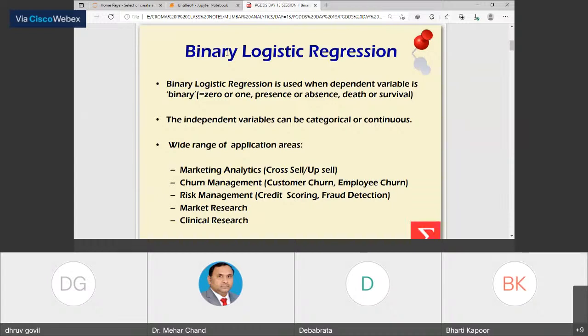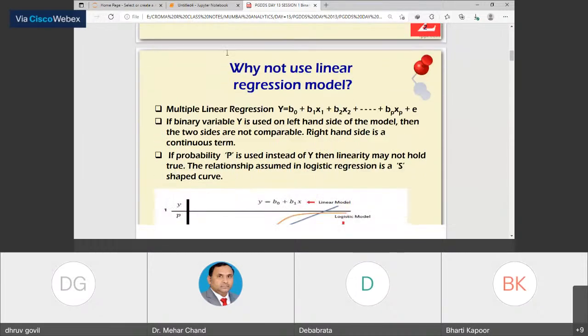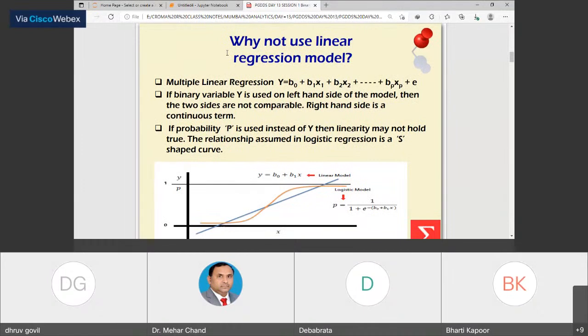Binary logistic regression is used when the dependent variable is binary, 0 or 1, presence or absence. The independent variable can be categorical or continuous; no worries about this. It is used in marketing analytics, churn management, risk management, marketing research, and clinical health. So why not use linear regression or multiple regression?